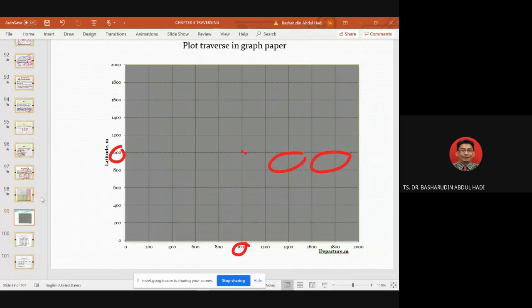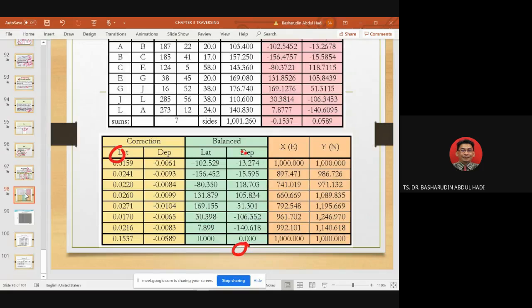Now we're coming back to station B. Station B, D is this one. 897.471, so I put it not 800 but 900. So 900 in X, or we call it easting. And for Y it is 986, which I consider 1000. So Y is 1000. So there is the point.